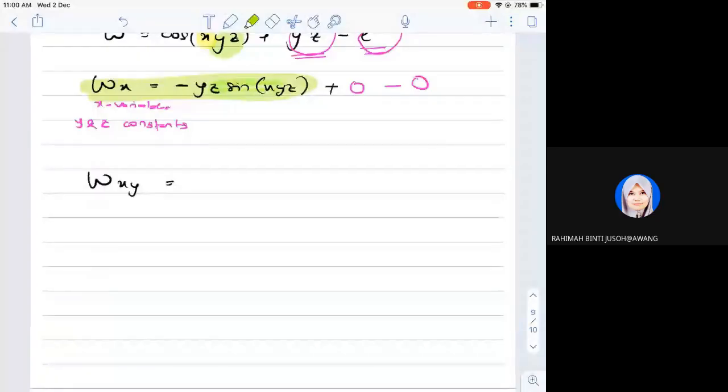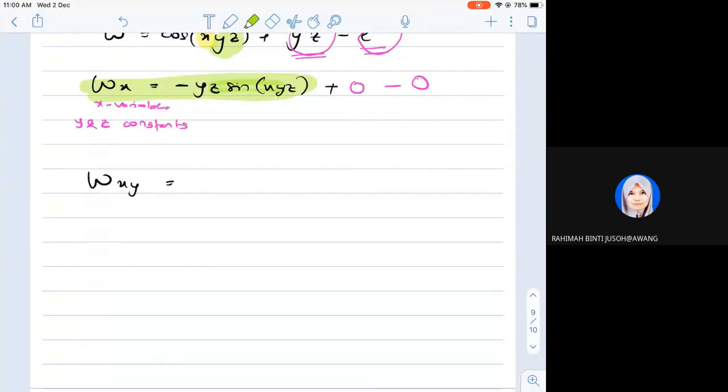Okay, wxy. So for wxy, you have to refer to this. Don't refer to the original question anymore. It's because this is higher order, second order. So second order must refer to the first order. First order wx earlier was negative yz sin xyz.